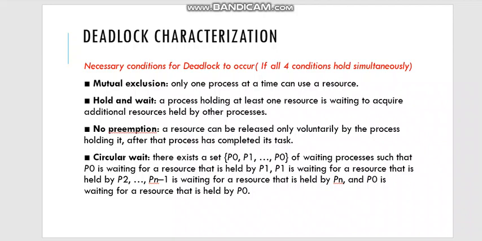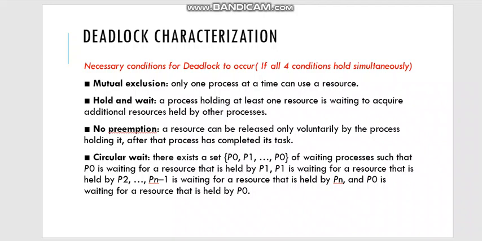Then hold and wait. Hold and wait is when a process is holding one resource and is acquiring an additional resource held by another process. We'll see with an example how this characterization is given. The third one is no preemption, meaning a resource can be released only voluntarily by the process after the process has completed its task. Then the last one is circular wait.